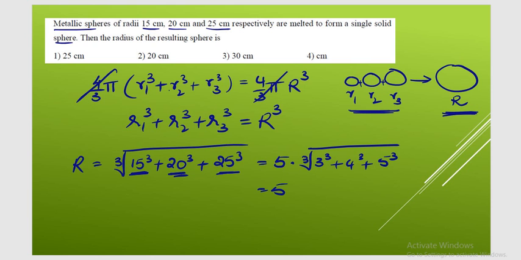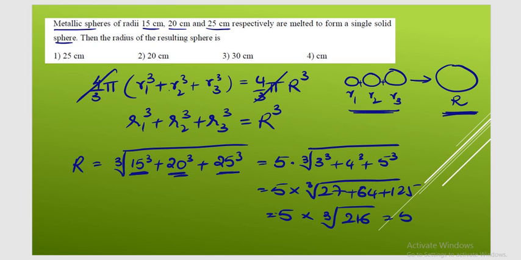Then finally what I am going to get: 5 into the cube root of 3 cube is 27, 4 cube is 64, 5 cube is 125. When I add all those, this gives me the cube root of 216. The cube root of 216 is 6. So 5 6s are 30 centimeters.